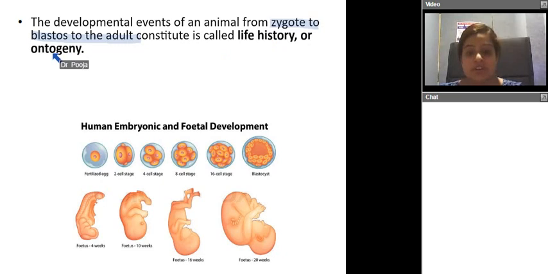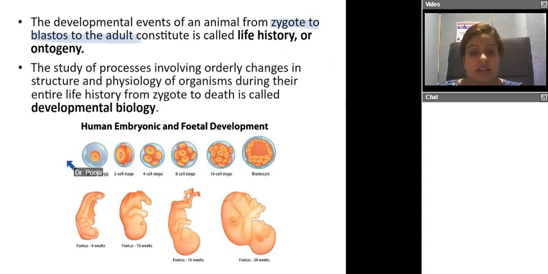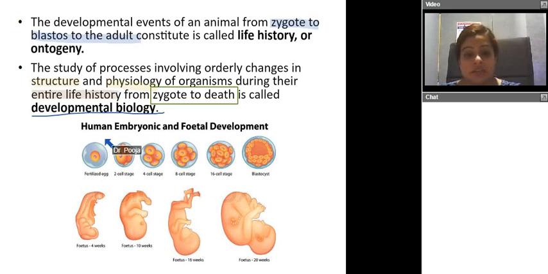So what is ontogeny? Please write down in your notebooks. The developmental events of an animal from zygote to blastula to the adult constitute the life history or the ontogeny. The study of this process involves certain orderly changes in the structure and the physiology of the organism. This change in the structure and physiology of the organism during the entire life, that means from zygote to death, I repeat, from zygote to death, is called developmental biology. What is it? Developmental biology.